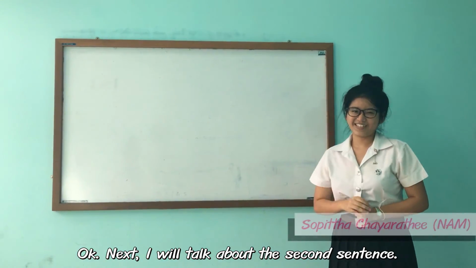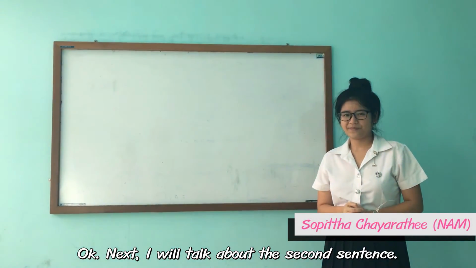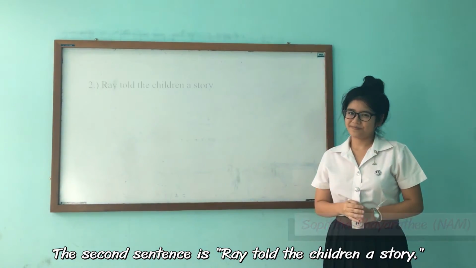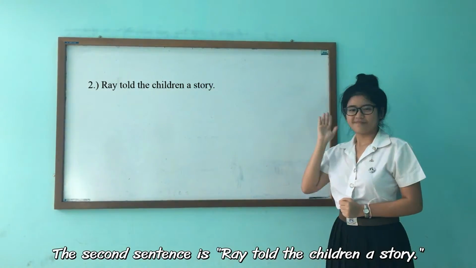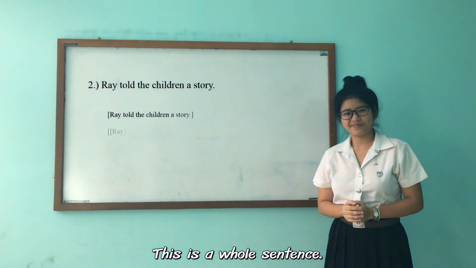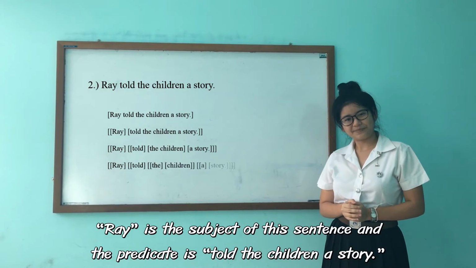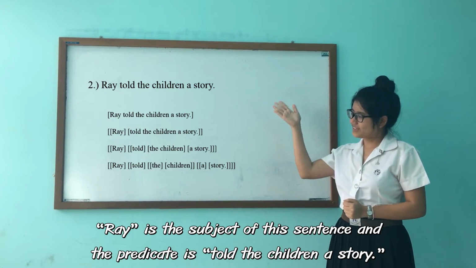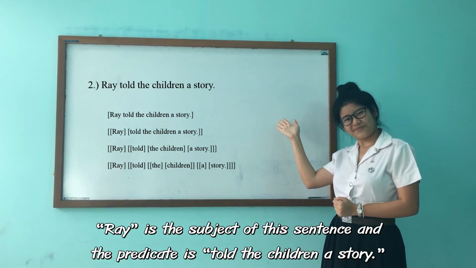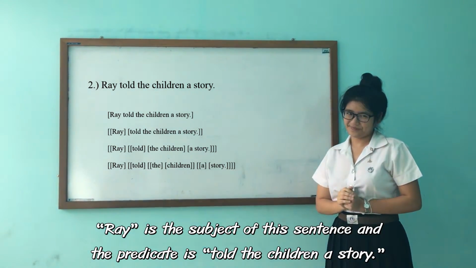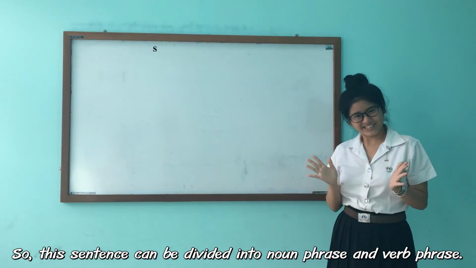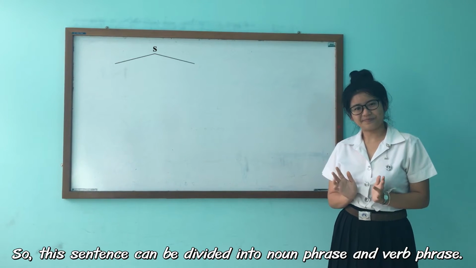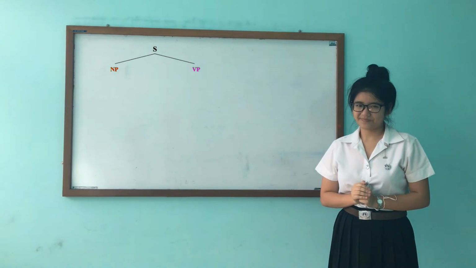Okay, next I will talk about the second sentence. The second sentence is They told the children a story. This is a whole sentence. They is the subject of this sentence and the predicate is told the children a story. So this sentence can be divided into noun phrase and verb phrase.